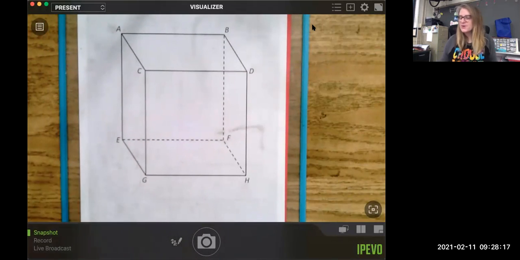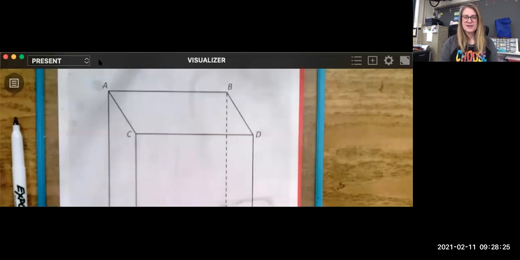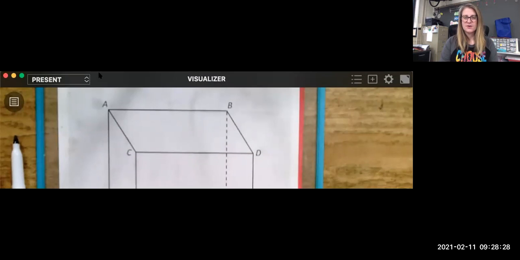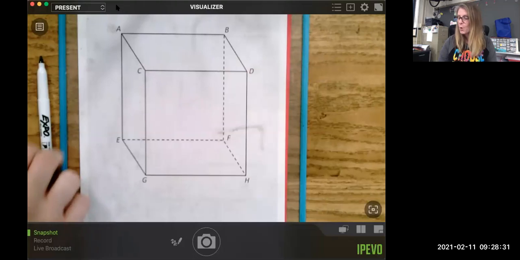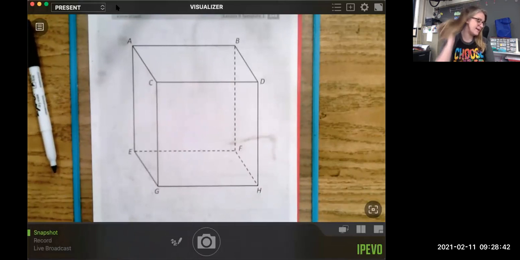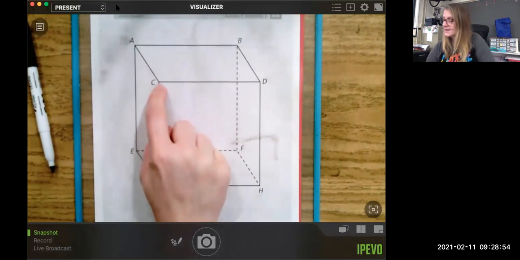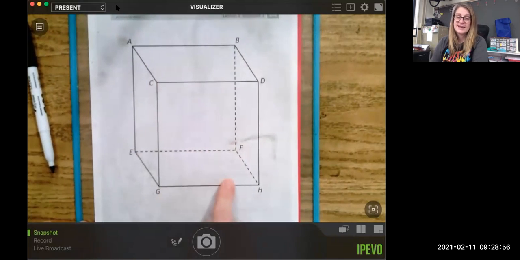Okay, the next section we're going to do is look at characteristics of our specific solid figures. So we looked at edges, faces, and vertices. Now we're going to specifically look at how our edges are related. Okay, so this cube has all of its vertices labeled. So we're looking at different line segments within our cube.